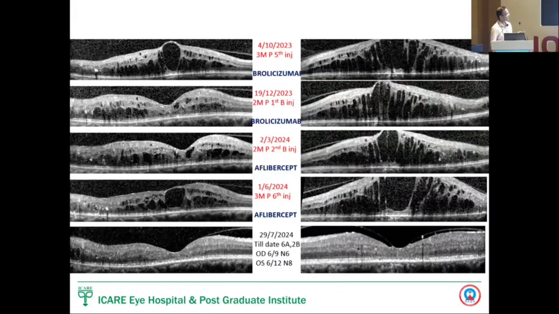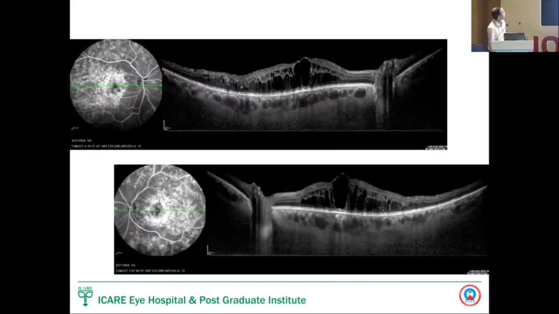So then again I shifted the patient to aflibercept, and then patient was maintaining 3 months duration between the 2 injections. And in 2024 till date, patient took 6 aflibercept, 2 brolucizumab, and he was maintaining 6/9 and N6 in right eye and 6/12 and N8 in left eye. There was DRIL in both eyes on OCT picture. So this is the picture of 2024. Again, the CME was there.